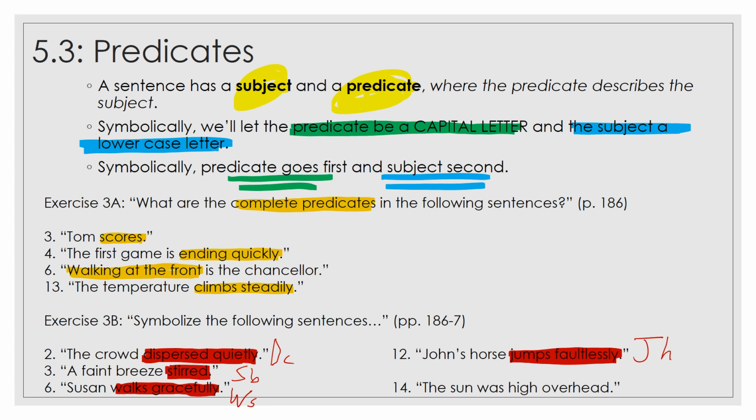Number 14, the sun was high overhead. The sun is the subject, high overhead was the predicate. So we'll have capital H for the predicate, and we'll give it a little s for our name or our subject.